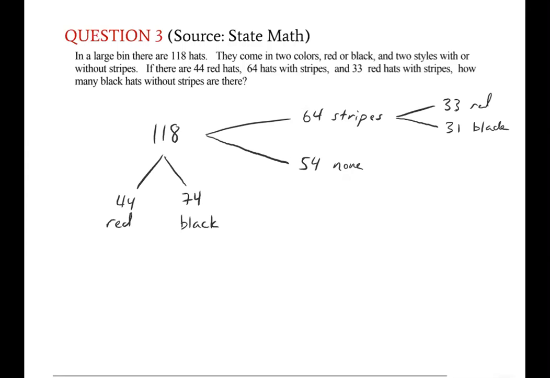So if there are 74 total black hats and there are 31 black hats with stripes, then there are 74 minus 31, or 43 black hats without stripes.